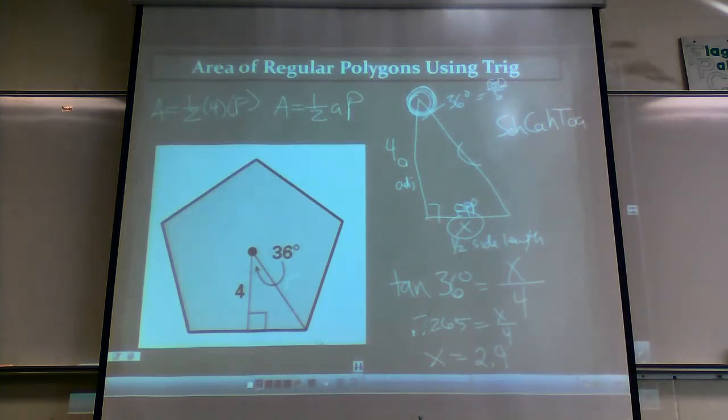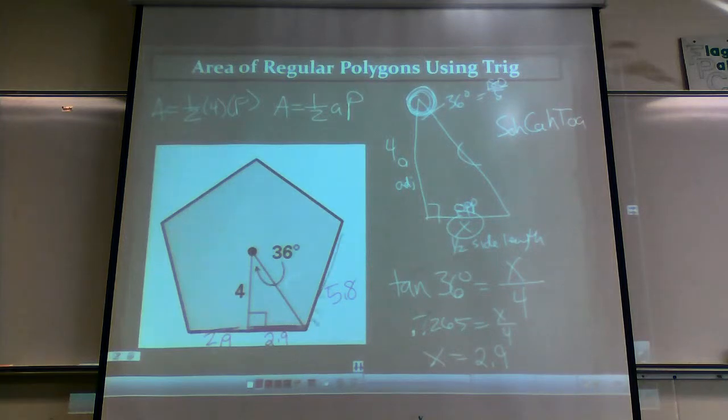Okay, so here's what you gotta understand, guys. The 2.9 we just found is right there, this part. One thing you have to remember is for me to do perimeter, I need the entire side length. So whatever number you get here, you're going to double it, because both of those sections right here are 2.9. So what's 2.9 doubled? 5.8.